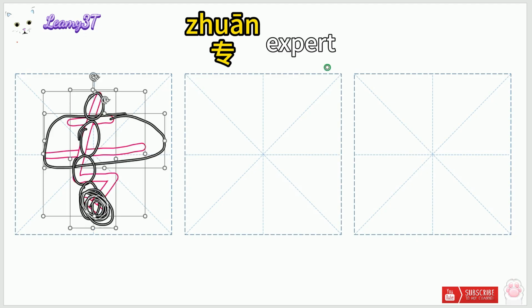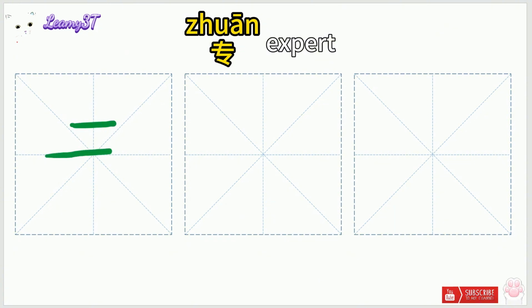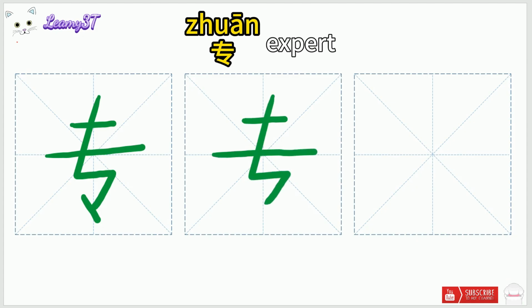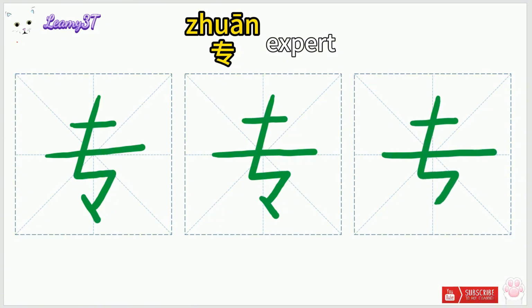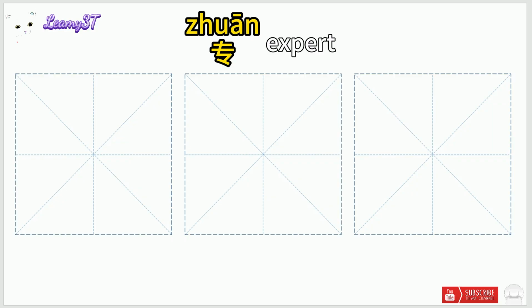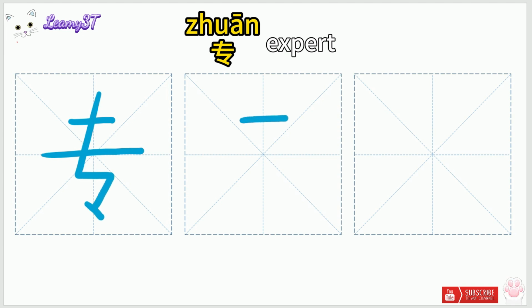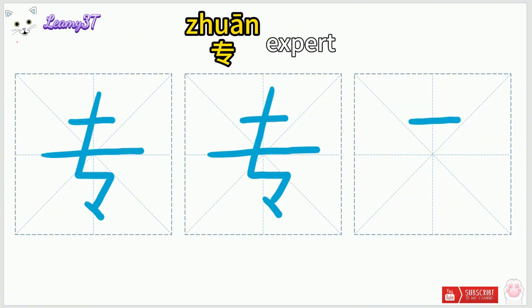Next, let's read and write together. Say the stroke. 横, 横, shùzhépiě, 点. This word is 专, and it can mean expert.